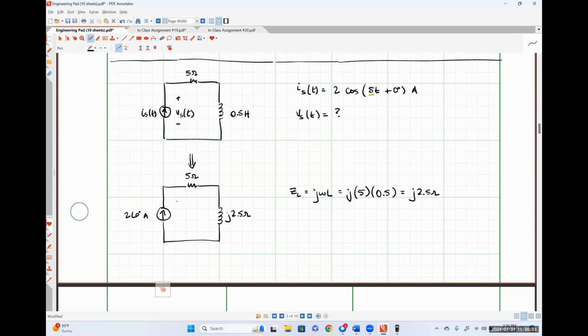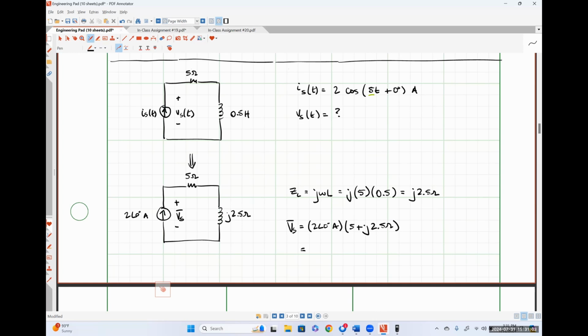So if we're trying to find this phasor voltage Vs, how might we do that just using good old-fashioned circuit analysis techniques? 5 ohms plus 2.5 J ohms times your amperage. Exactly right. So just Ohm's law. The voltage that we're looking for is just the current times the equivalent impedance. So Vs would just be 2 angle 0 degrees amps times 5 plus J 2.5 ohms.